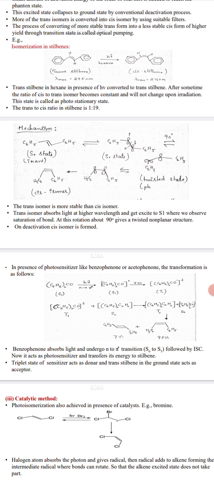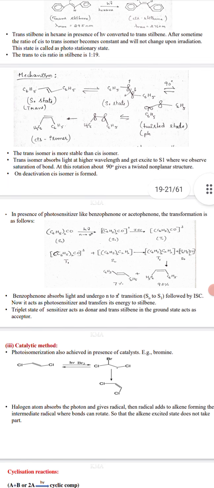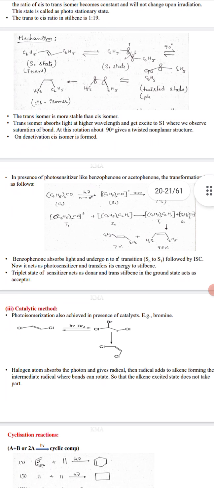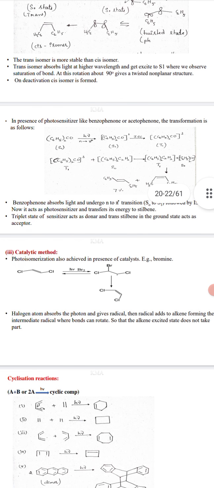That is, trans isomer absorbs light at higher wavelength and gets excited to singlet state, that is S1, where we absorb saturation bond. At this, rotation about 90 degrees gives a twisted non-planar structure. So on deactivation, cis isomer is formed. So it can be done in presence of photosensitizer like benzophenone or acetophenone.